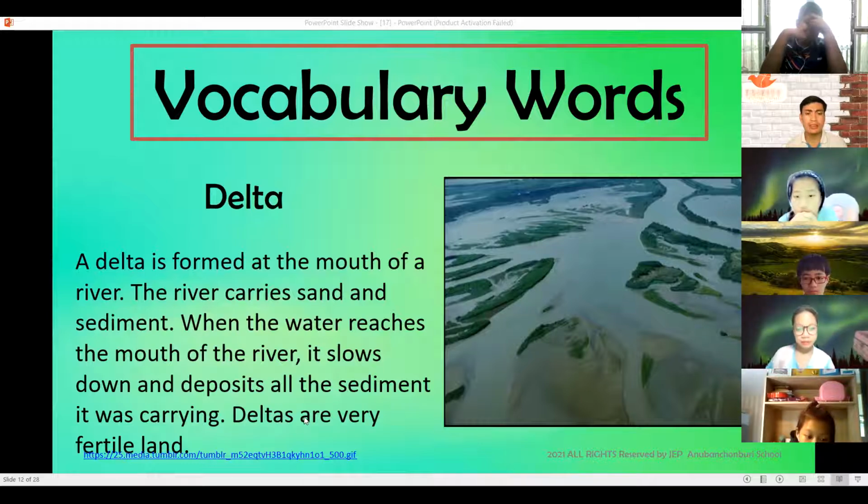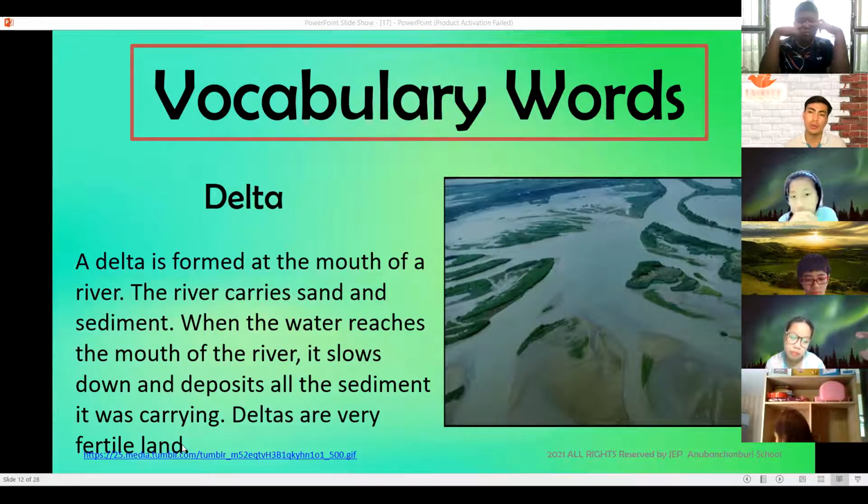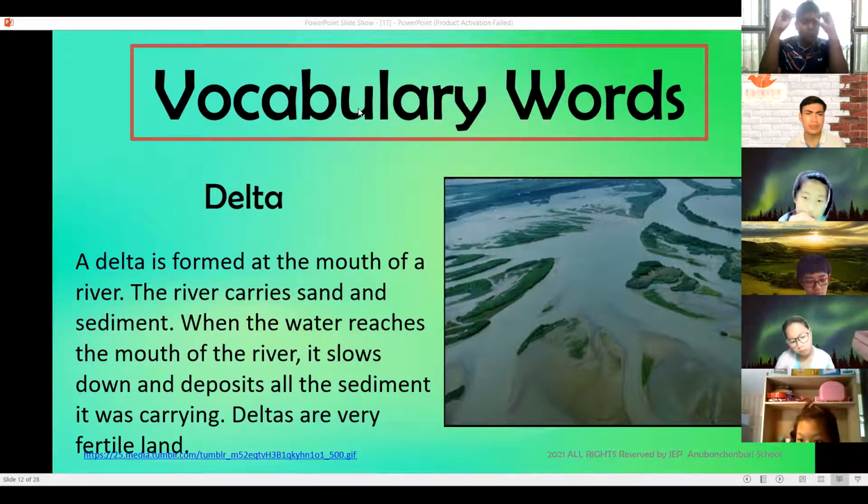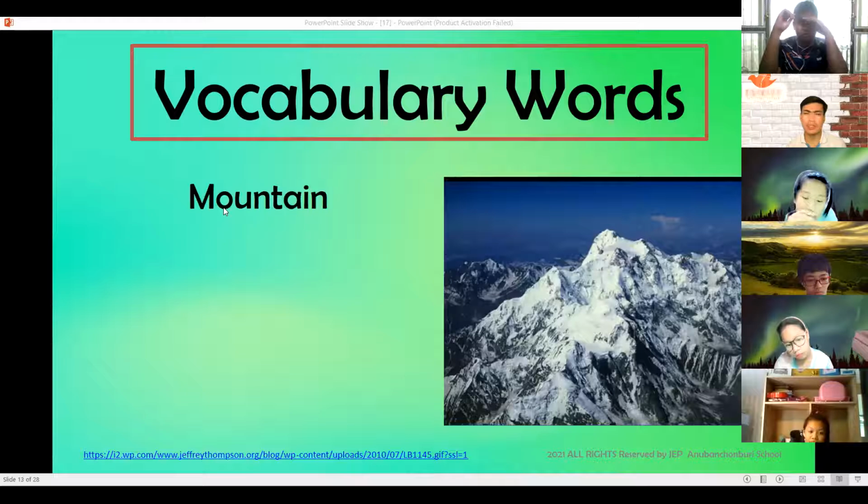And deltas are very fertile land. It means if you get the soil there and use it for planting, the soil is very fertile. It means it's good for planting. All right, so let's proceed.